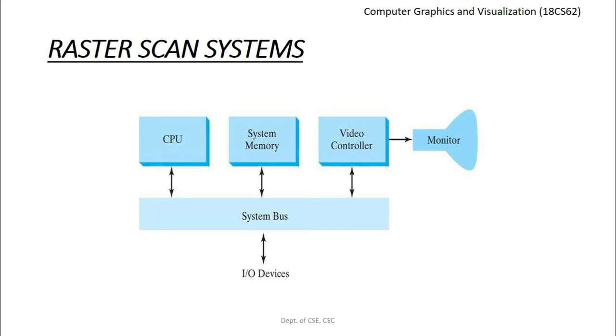In addition to the video controller, raster systems employ other processors as co-processors and accelerators to implement the different graphics operations, maybe screen refresh, drawing something, and so on. So what is a video controller? It's a special purpose processor, also called a display controller, which is used along with the CPU to control the operation of the display device.